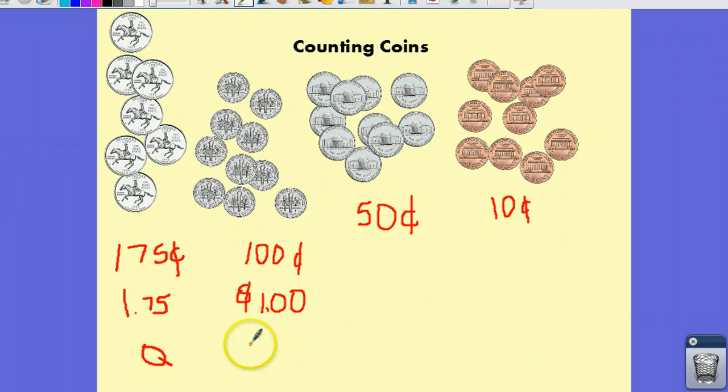One way to show a quarter on your whiteboard would be to write Q for quarter. A way to show a dime on your whiteboard is capital D for dime. A way to show a nickel on your whiteboard is N for nickel. And a way to show each penny on your whiteboard is capital P for penny.